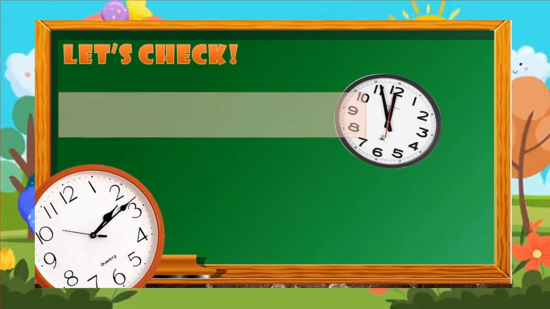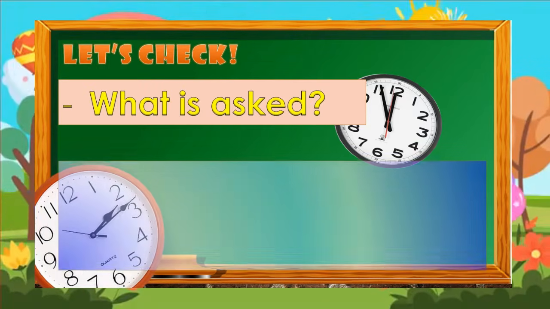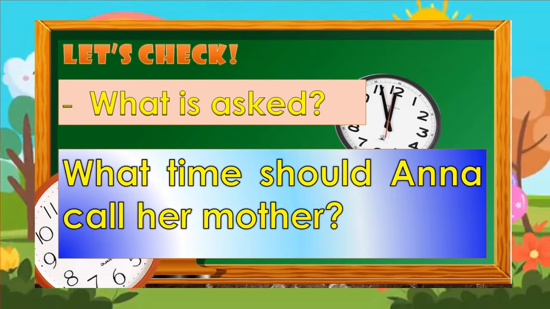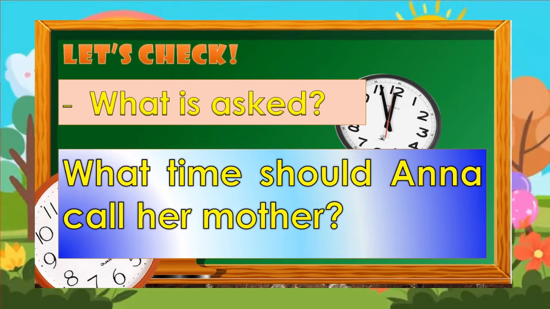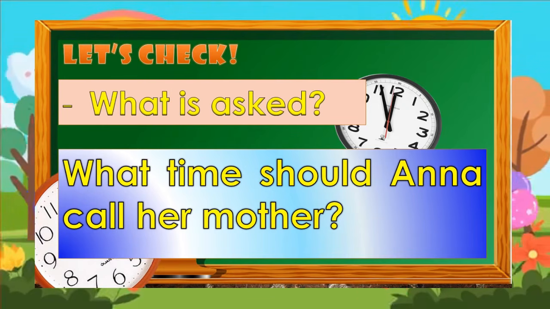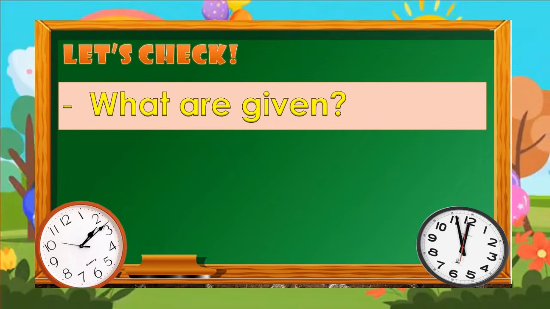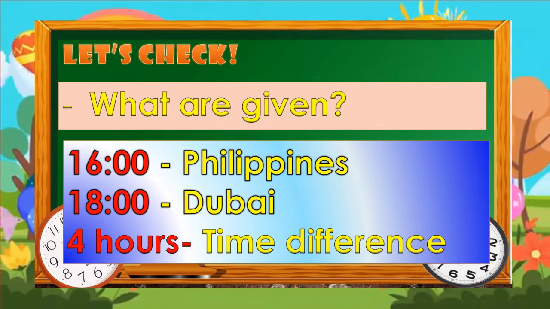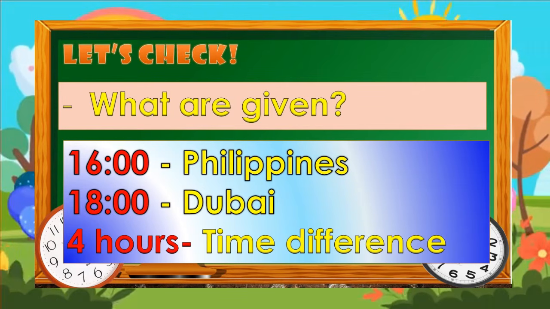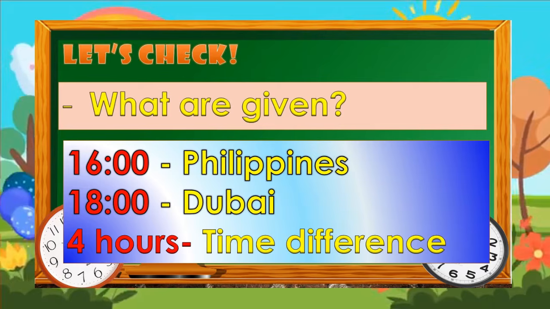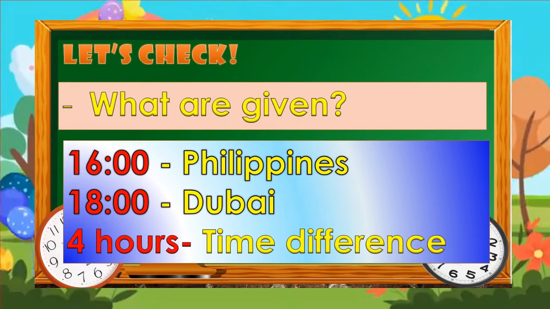Let us check your answers. The first question is, what is asked? The answer is, what time should Anna call her mother? The next question is, what are given? The given numbers are 1600 hours, which is Philippines time, 1800 hours, Dubai time, and 4 hours, which is their time difference.